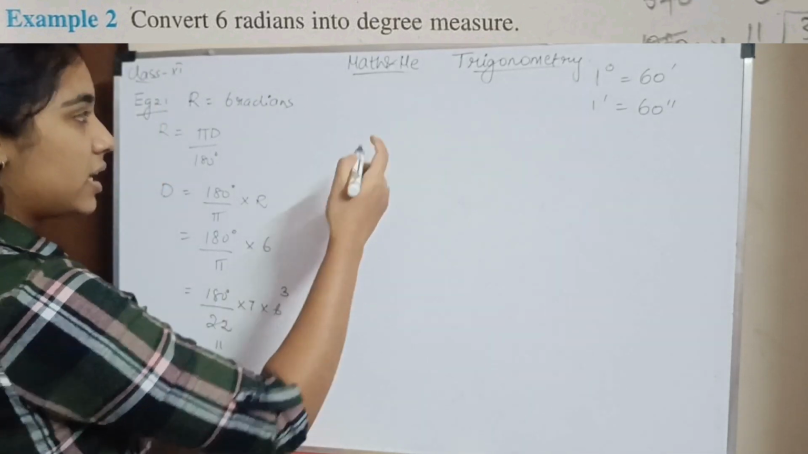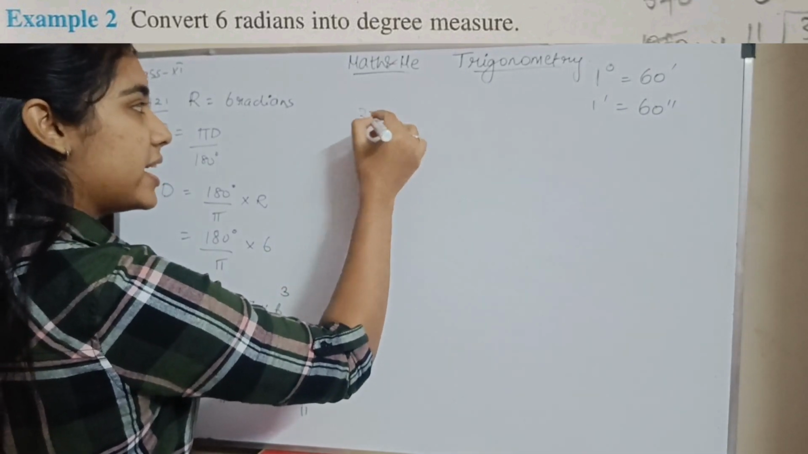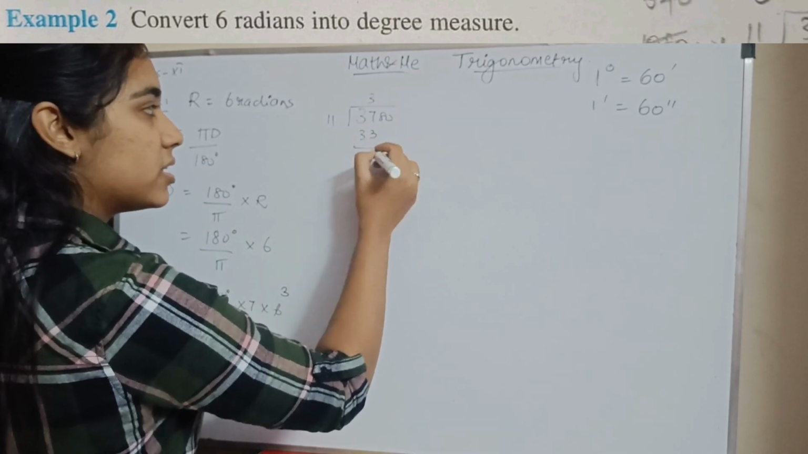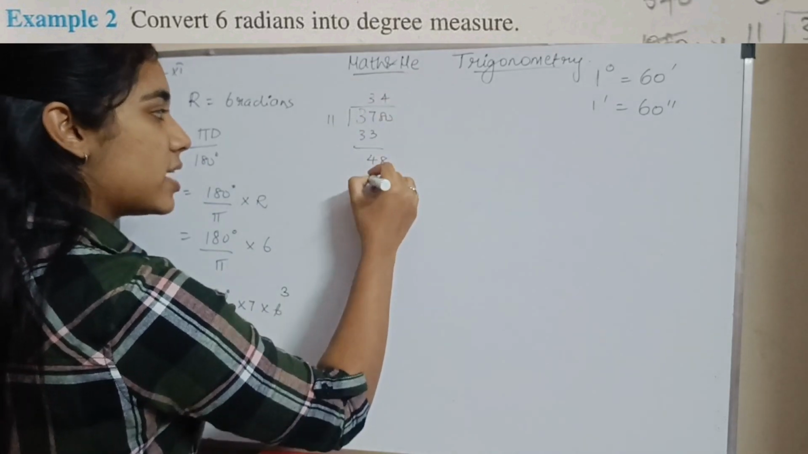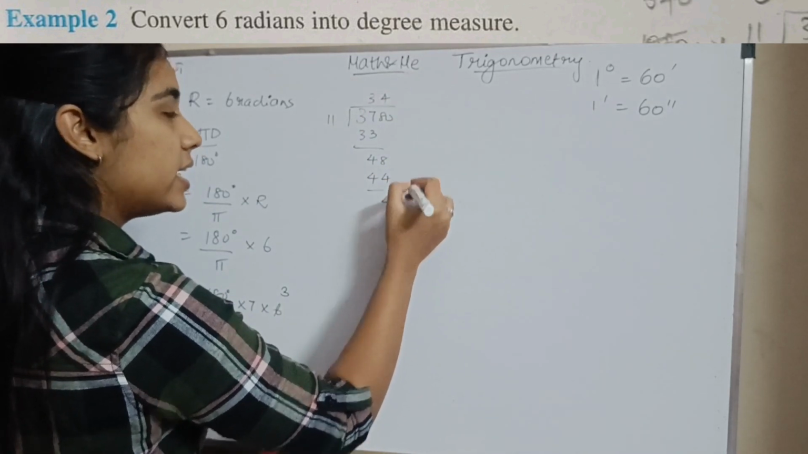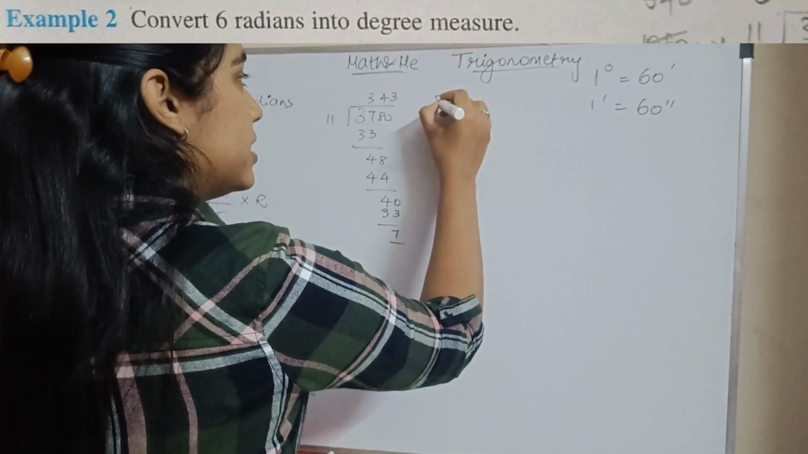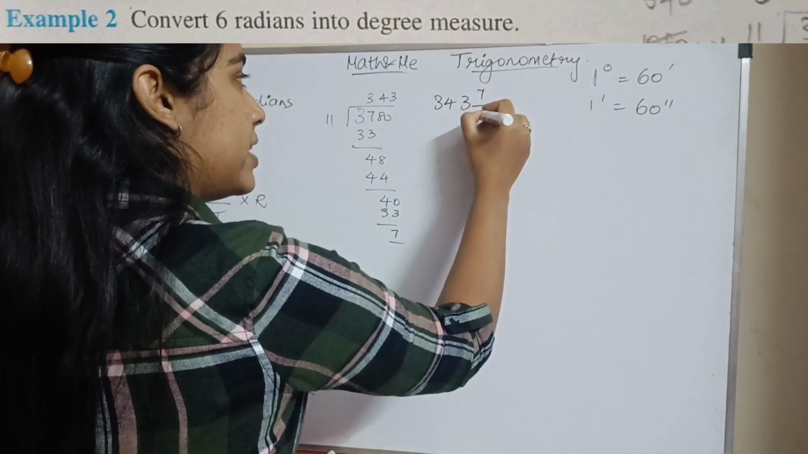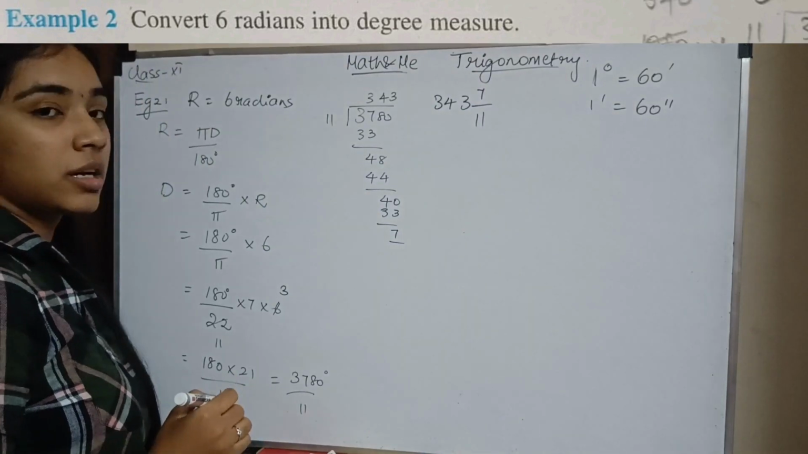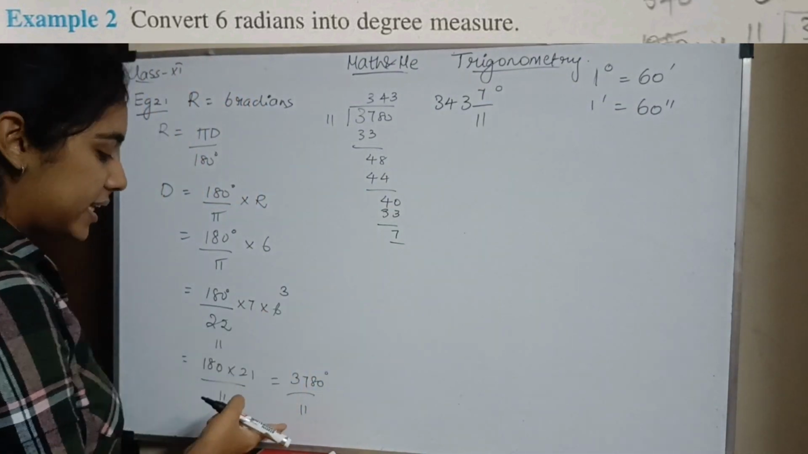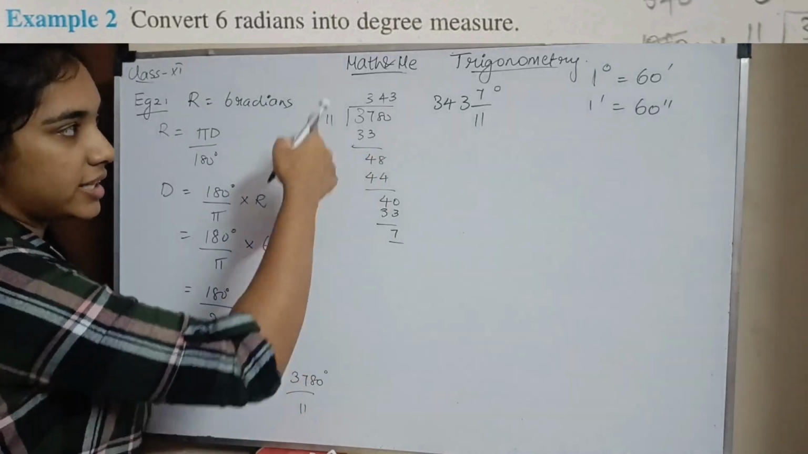Okay. So இப்போ இதை வந்து நான் division பண்ண போறேன். 3780 divided by 11. So I have 11 3s are 33, 48, 11 4s are 44, 40, again 11 3s are 33, 7. So இப்போ என்ன வந்திருக்கு? I have 343, 7 divided by 11. This is what I get when I write it in terms of mixed fraction. So this is nothing but it is in degrees, இல்லையா? But இந்த இடத்துல denominatorல 11 இருந்ததுனால தான் I did this step.